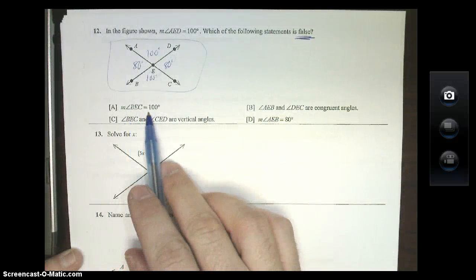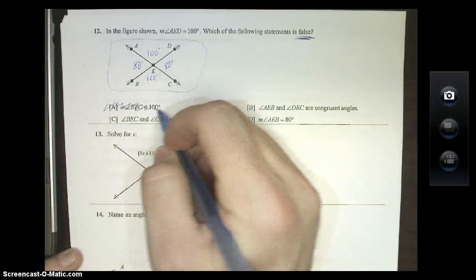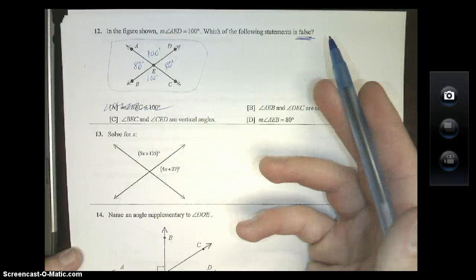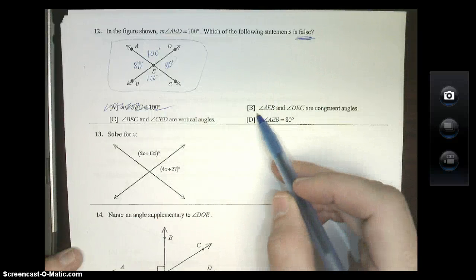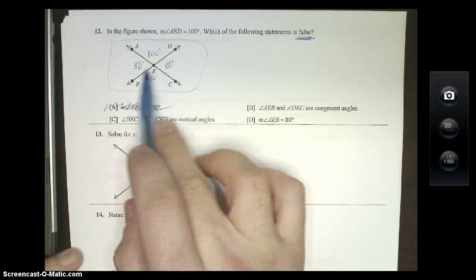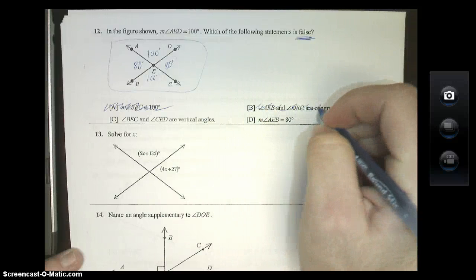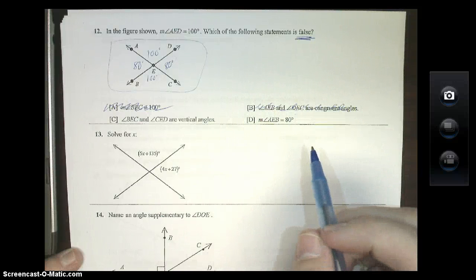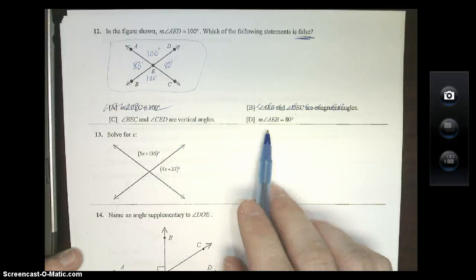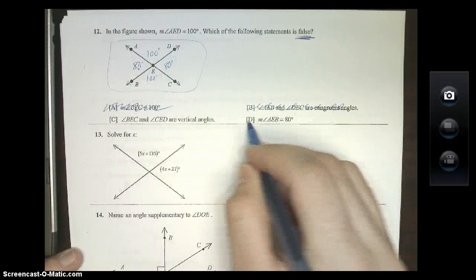The measure of angle BEC equals 100 degrees. Looks good to me. So I'm going to cross this off. Okay, because it's true, we want false. AEB and DEC are congruent. So here's AEB, DEC, they're both 80 degrees, which again is our definition of congruent. So true, not cross it off. Got to jump around here just to show you the other false one, but AEB is 80 degrees. Okay, so that's true as well.